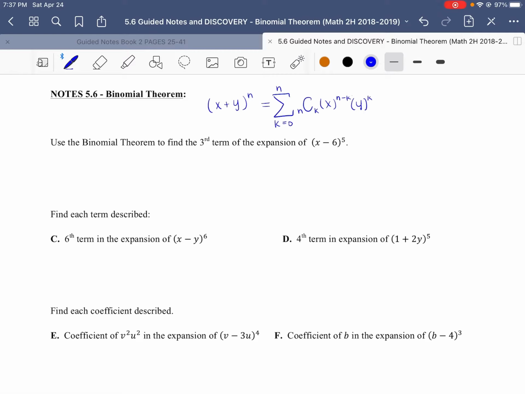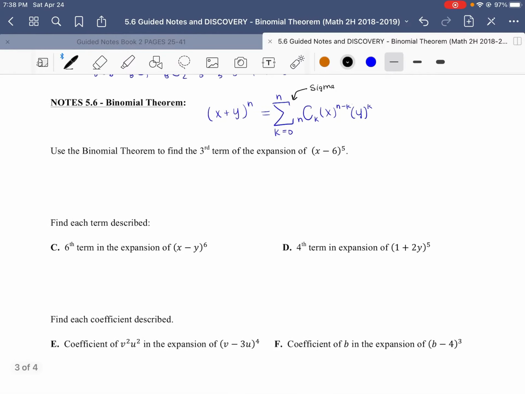Okay, so I'm going to talk to you just a little bit about this. First of all, what is this crazy notation you see right here? This is the Greek letter sigma. This is a capital sigma. And sigma just means it's the sum of each term created by inputting the integer values. So I'm going to write this out, and then I'll explain it just a little bit.